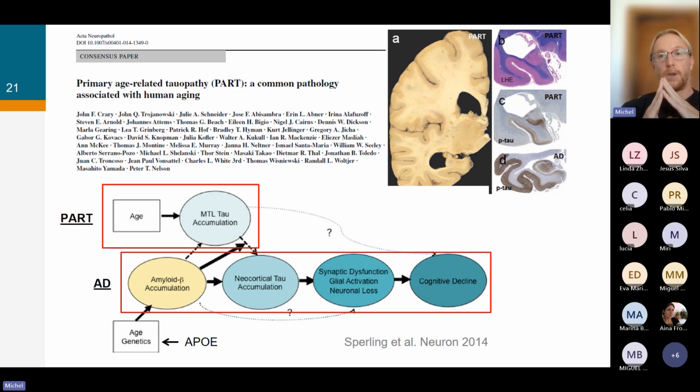So the main problem with the whole construct of PART and this pathogenic model is that PART is a pathologic entity. It can only be diagnosed at autopsy. So we really don't know what's happening to individuals who have PART, how PART progresses, if it sometimes spreads into the neocortex. What happens to individuals who have PART in the long run? Do they develop amyloid pathology and hence Alzheimer's disease as the disease develops or not? We don't really know, and it's still a big controversy in the field, because we can't do longitudinal studies.